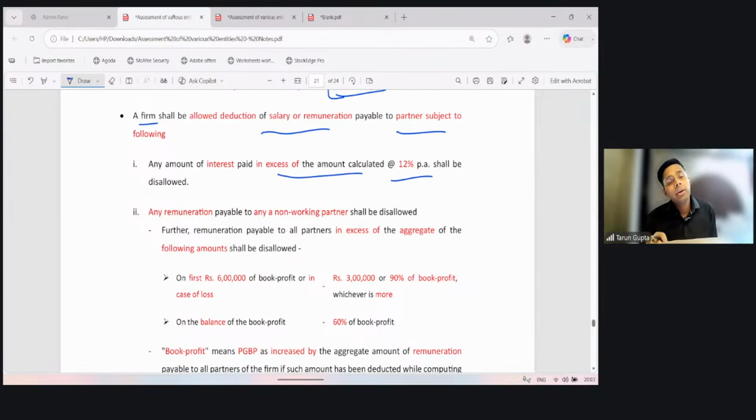This interest can be paid to any partner. It nowhere says it has to be paid to the working partner. So even if interest is paid to a non-working partner, still it is allowed up to 12%. Okay, the rate of interest should be 12% or less.